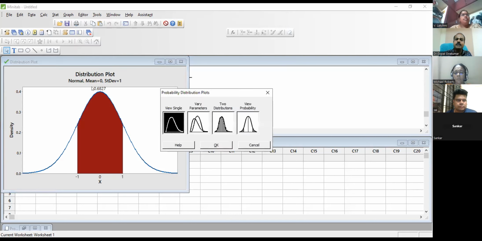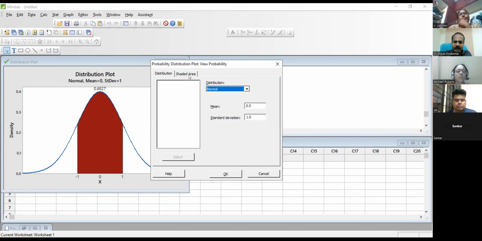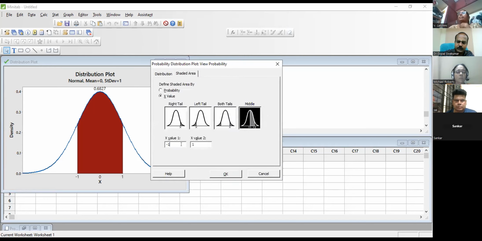See here again I am doing it: probability distribution plot, view probability. Now you tell me 2 numbers randomly. I'll change the -1. Tell me any other number. 1.75. All right. And +1, I want to make it 0.879. Do you think you will be able to find out the probability between these 2 points? Yes, with Minitab, because the human brain can't think beyond a certain level.